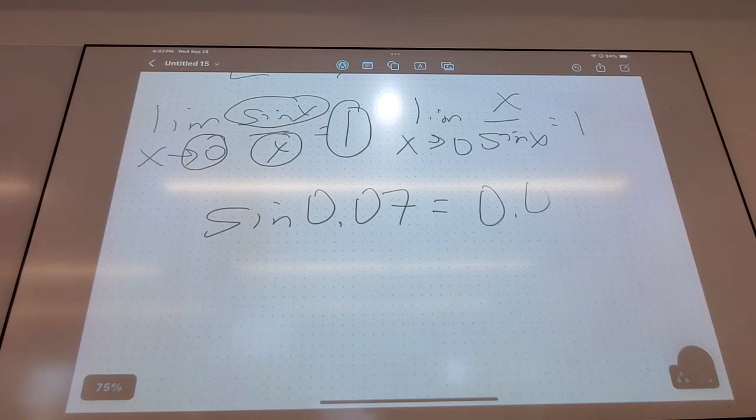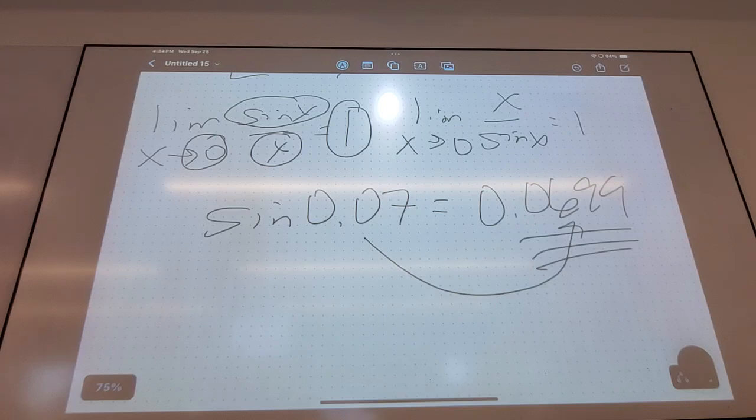0.0699. And for any human, how would you round that number? 0.07. Yes! You guys with me? Is that exactly equal? We don't care, because we know the limit is 1, so it's never quite 1. But aren't these damn close?